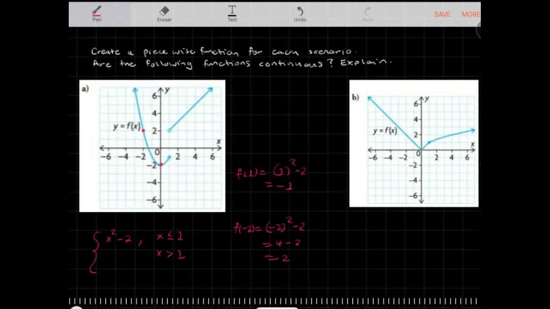So we actually have the point 1, -1, right? But f of 1 here should not equal 2. You can already tell that because there's a break in this function, this is not continuous. I still need to create an equation for the other function.